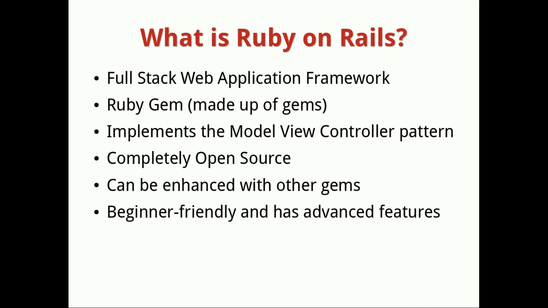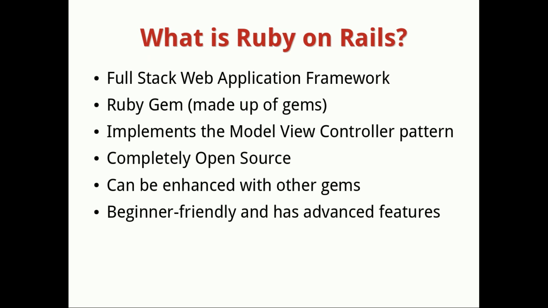And another reason that Ruby on Rails is so popular is because it's both beginner friendly and has a lot of advanced features. So even if somebody is not an experienced programmer, they can get up and running and build applications using Ruby on Rails without a whole lot of difficulty. And this makes it accessible to a lot of people who would normally be intimidated by writing a bunch of big SQL queries and doing a bunch of low-level programming in something like Java.